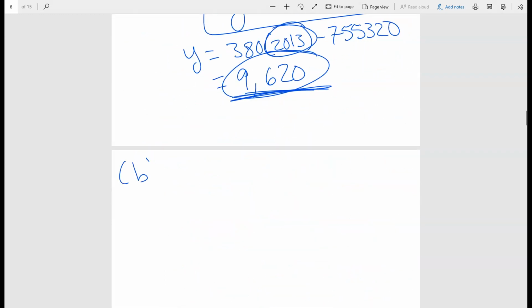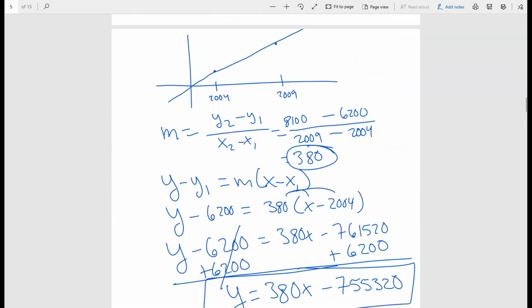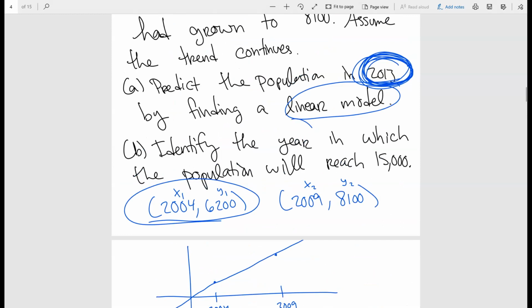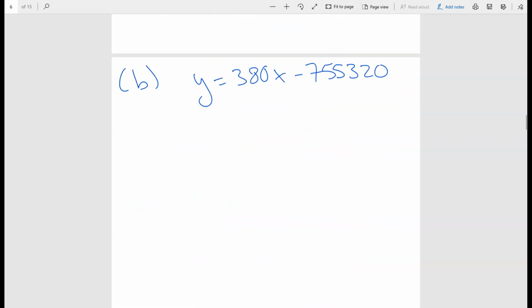Now we have our equation: y is equal to 380x minus 755,320. In this case, we want to figure out the year when the population will reach 15,000. So where's 15,000 going to go? Well, that's just our y. 15,000 is our y, and we're solving for our x. So let's just solve for x.